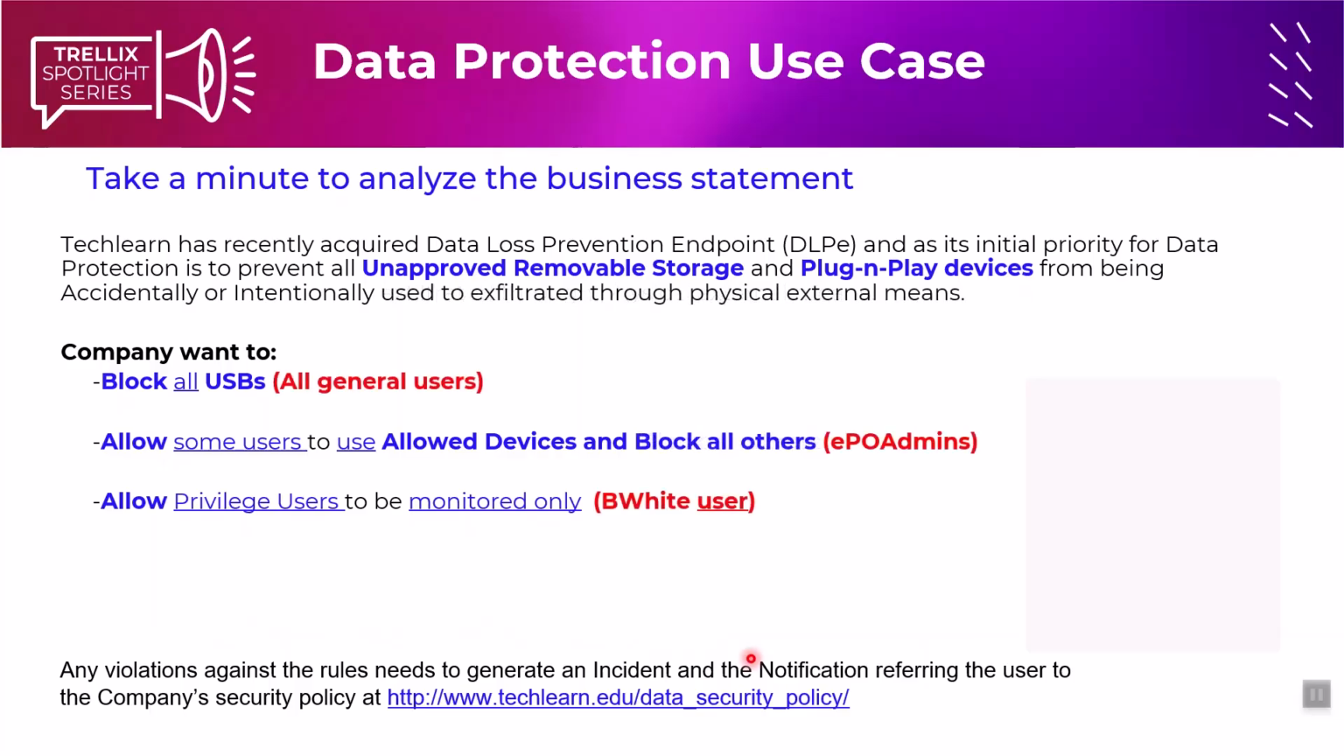So for the rule block all USBs, that's going to be targeted to all users in the company. Allow some users to use allowed devices and block all others: we're going to create an EPO admins user group to list those allowed users, through integration of our Active Directory. Allow privileged users to be monitored only: we have Betty White, who is the executive founder of the company. We never want her to be mistakenly blocked by any general block rules. So she's going to be our privileged user.